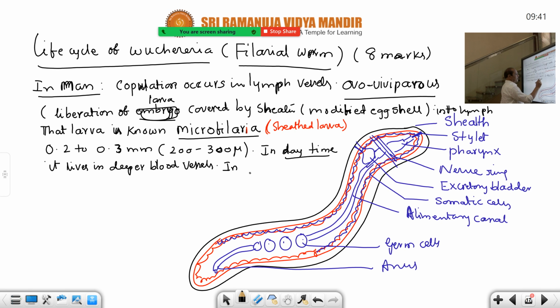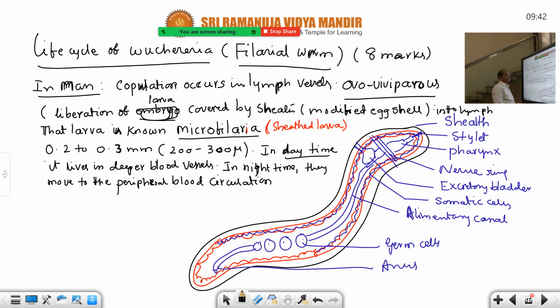During night time, they come to the peripheral circulation of the blood. The larvae move to the peripheral circulation. Peripheral blood circulation means the surface. See, all these veins are there. Just see your hand, the upper blue colored veins are there, you know. That is peripheral circulation. They move to the peripheral circulation of blood, or peripheral blood circulation.